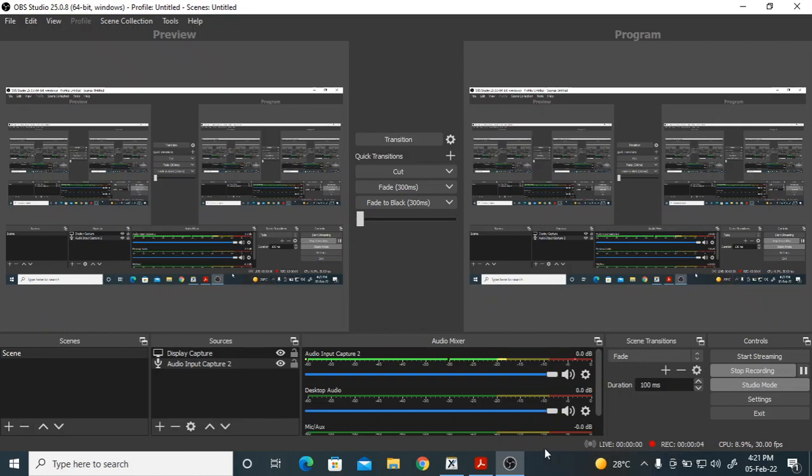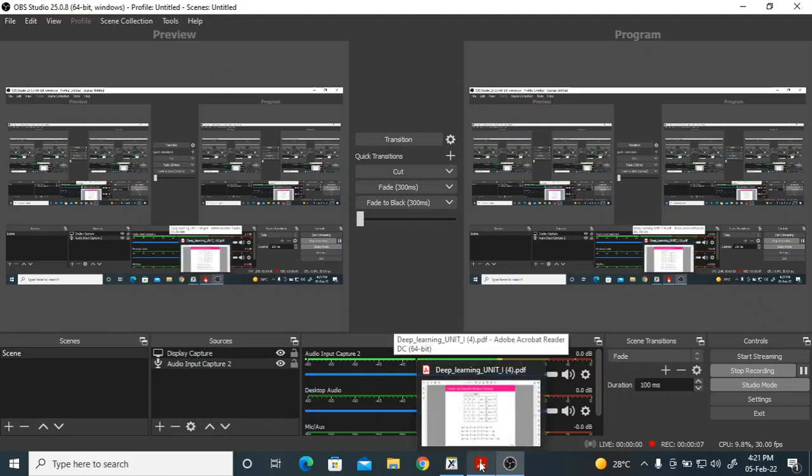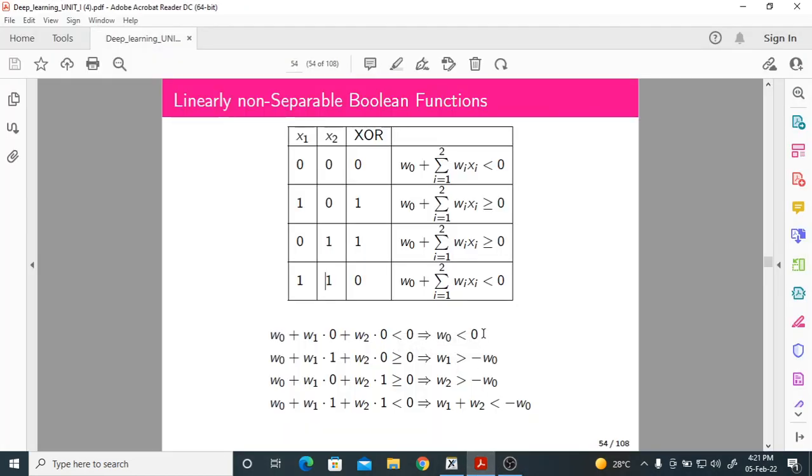In the last class we have seen the Perceptron and its learning algorithm, which means how to learn the weights of the Perceptron. Now today, let us discuss something different. Let us see linearly non-separable Boolean functions.